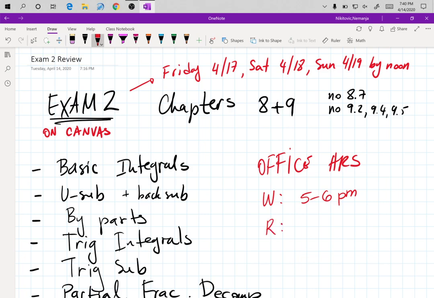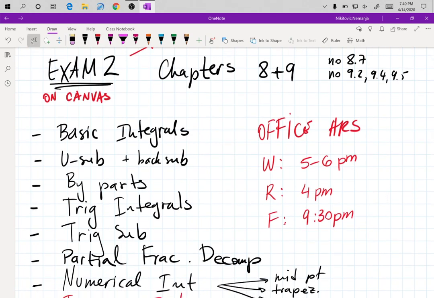Thursday. Why is my class on Thursday? So I can do Thursday at 4 p.m. And Friday, I'm generally at 9:30 p.m. I tested last Friday with differential equations because they had the exam. So I opened office hours only for them at 9:30 p.m. to test, and I had 6 people at 9:30 p.m. on Friday. So that was great.